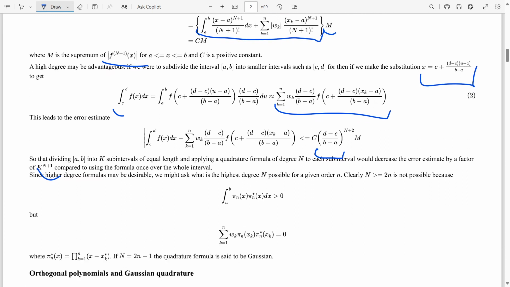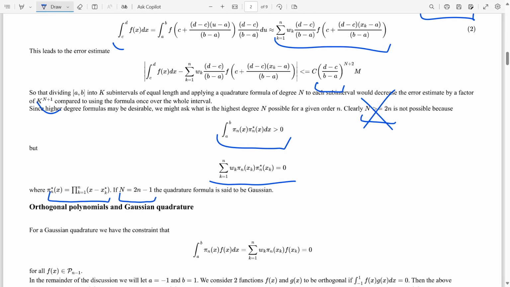Now, we know that we can't have the degree of the formula be twice its order, because in that case we could define this pi n star of x, and now if we do the integral over the interval of the absolute value of pi n of x squared dx, that has to be positive. But the quadrature formula says it's 0. The quadrature formula of degree exactly 2n minus 1 is called Gaussian.